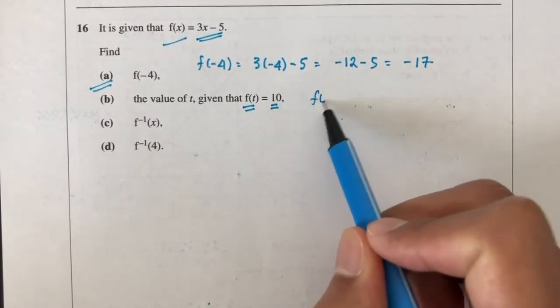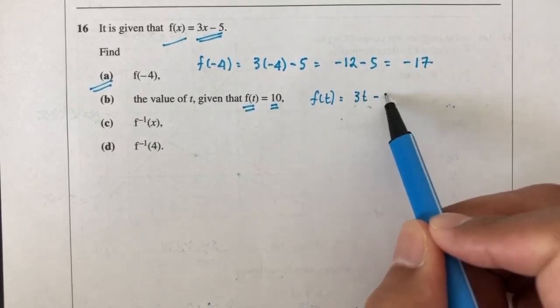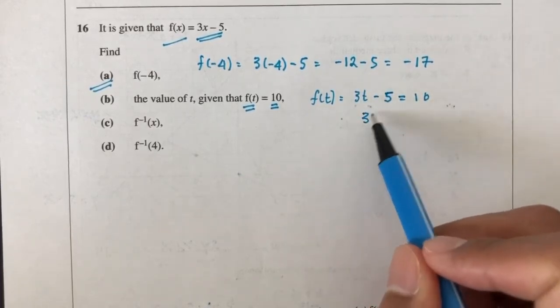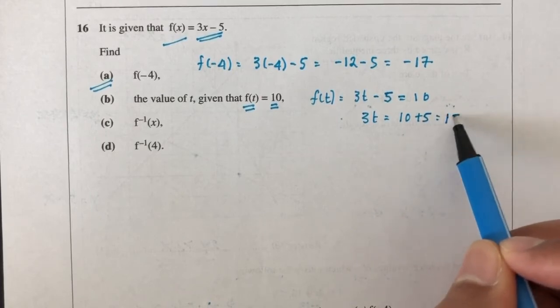Now find the value of t, for which f of t equals 10. So pretty easy. f of t is what? Replace the value of x by t, so 3t minus 5 equals 10. Now you solve for t, so 3t equals 10 plus 5, which is 15.